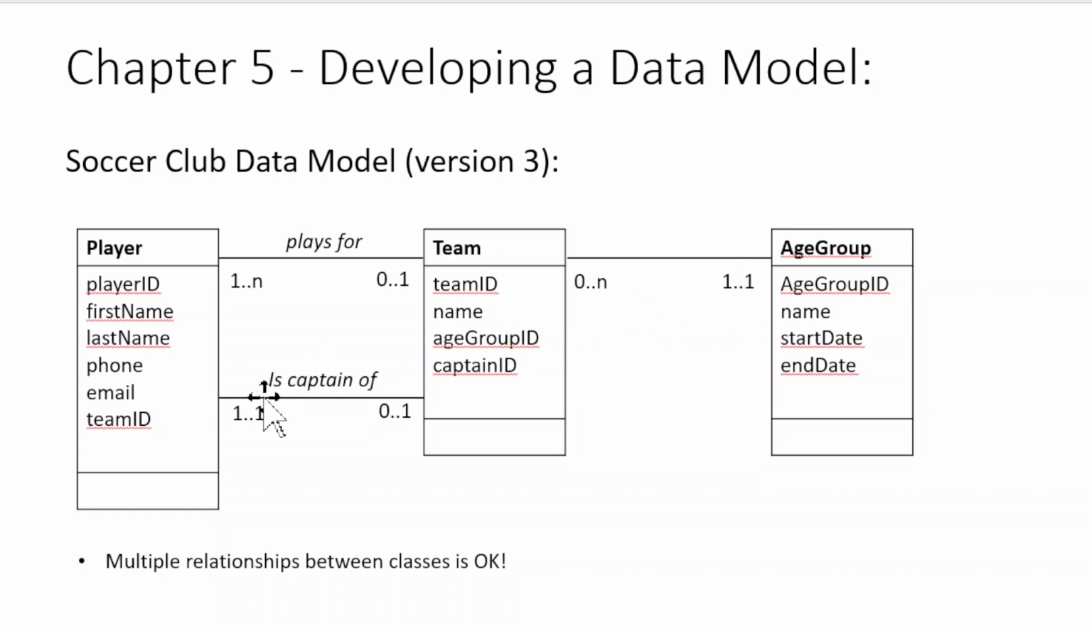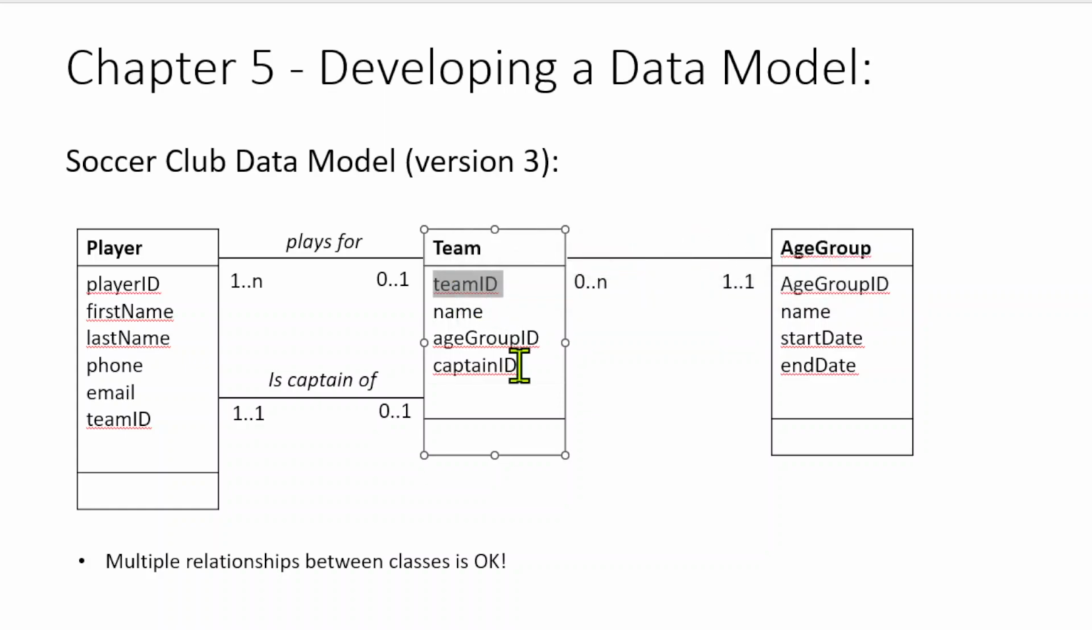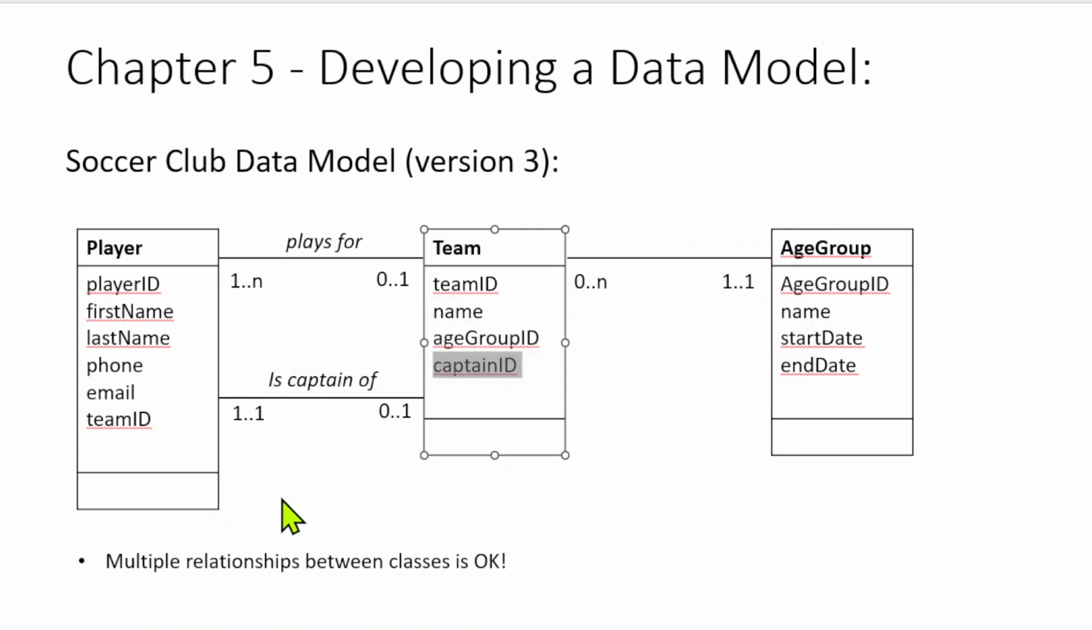But notice here, there's something new. We have a captain. So a player is a captain. A player can be referenced twice in this table, because he or she is on the team as a team player and also as a captain ID. So it's okay to have multiple relationships between classes, because that's what we're doing here. So that's how this works.